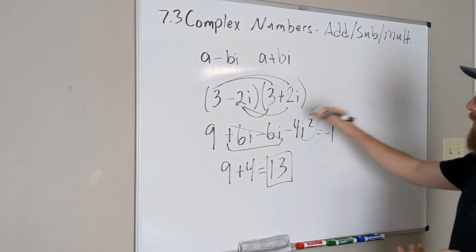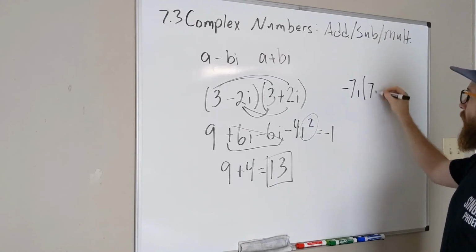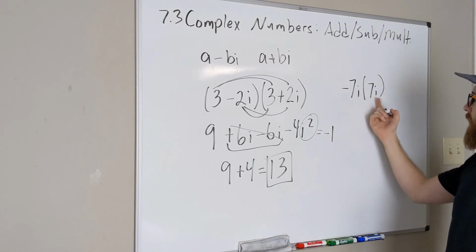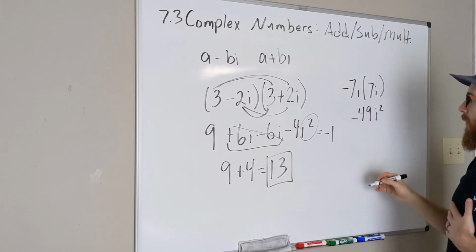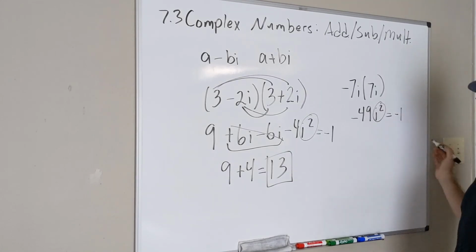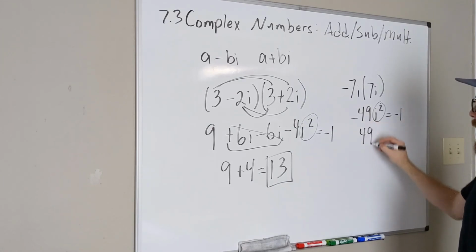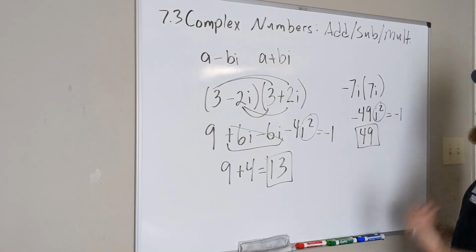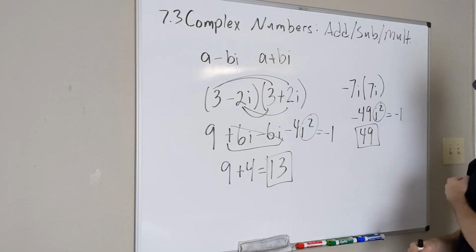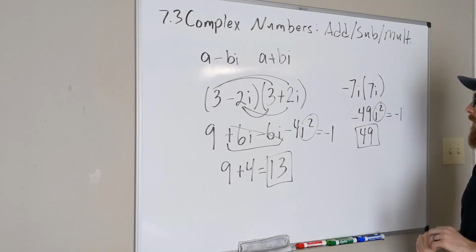So let's try one more time, something more simple, maybe even. How about negative 7i times 7i? Well, negative 7 times 7 is negative 49. i times i is i squared. Well, i squared is negative 1. Interesting. Negative 1 times negative 49 is 49. Is this a real number? Yes, it's a real number. And so every single time we multiply a complex number by its conjugate, it will give us a real number. It may not be a whole number, but it will be real.